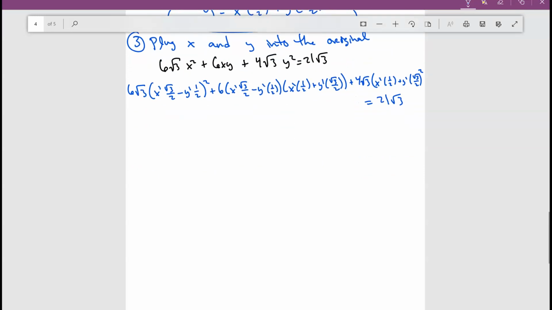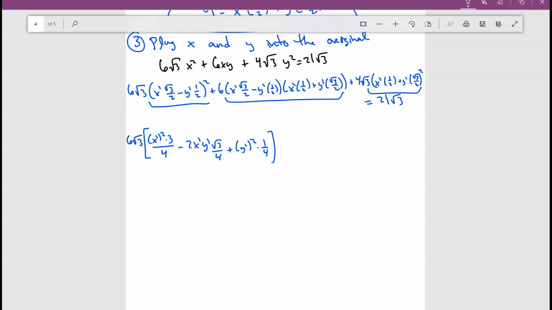So we're going to FOIL everything. This is the thing that we're going to FOIL out. We're going to FOIL out this part, and we're going to FOIL out this part. So it's going to be a big mess. So what we're going to get is 6 square root of 3. Okay, this is going to be x prime squared times 3 over 4 minus 2x prime y prime square root of 3 over 4 plus y prime whole quantity squared times 1/4.